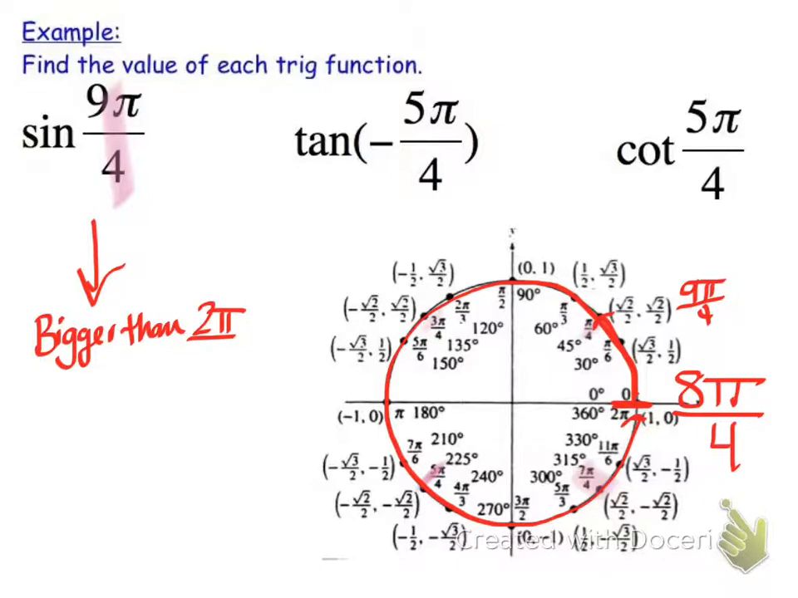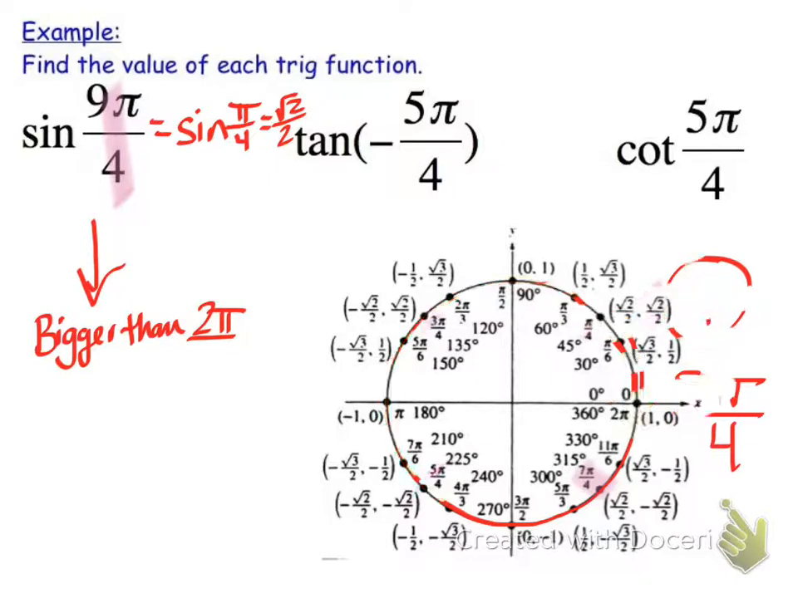So this value will be the same as the sine of pi over 4, which is just square root of 2 over 2. Tangent of negative pi over 4, the next problem, is going to be found by finding the negative 5 pi over 4. So I'm going to go back negative 5 pi over 4. So there's 1, 2, 3, 4, 5. There's negative 5 pi over 4.